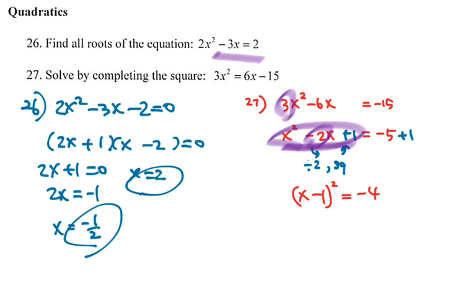Now, in order for you to undo the square, we end up getting x minus 1, here comes the important part, plus or minus square root of negative 4. Alright, then in this case, square root of negative 4 becomes 2i, as you know. Then we end up having plus or minus 2i. Then the value of x would have been equal to 1 plus or minus 2i, because we have to add 1 to both sides. Alright, let's move on to the next question.